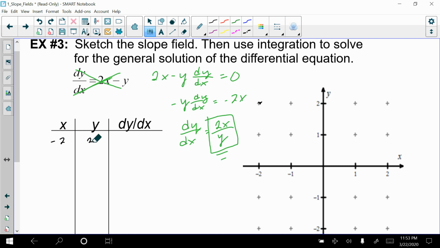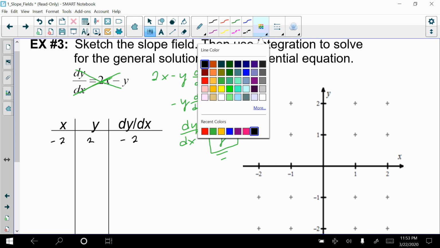So if I take those numbers and substitute them, 2 times negative 2 is negative 4, divided by 2 will give me a slope of negative 2. Okay, so that will give me a slope of negative 2, something like that. Now let's look at other negative 2 values for x, and let's compare, because in the last example anywhere x would have been a negative 2, I would have put that slope of negative 2.